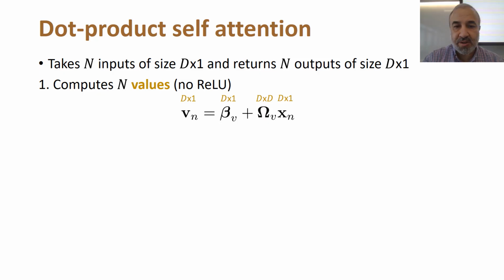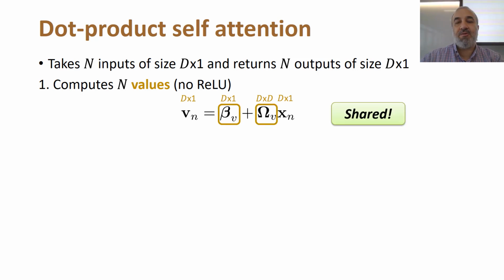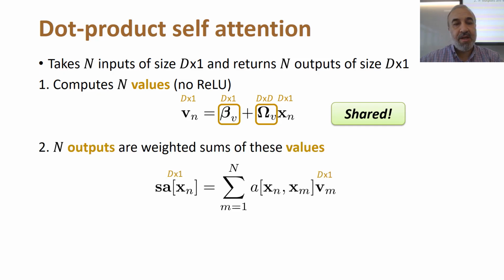So the two steps that we mentioned last time: we compute the values first, given the input vectors, and this is done by a linear transformation with the weight matrix and biases without any activation function. And we mentioned that the weight matrix and the biases are shared across all the words. And then the output vectors will be a weighted sum of these values. So we compute the values and then we take a weighted sum of these values as the output, and the weighted sum is computed by the self-attention weights.